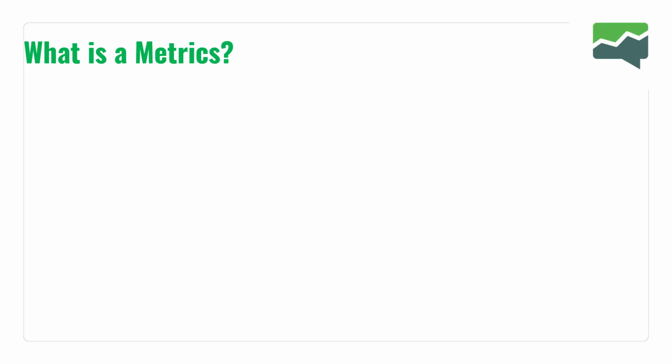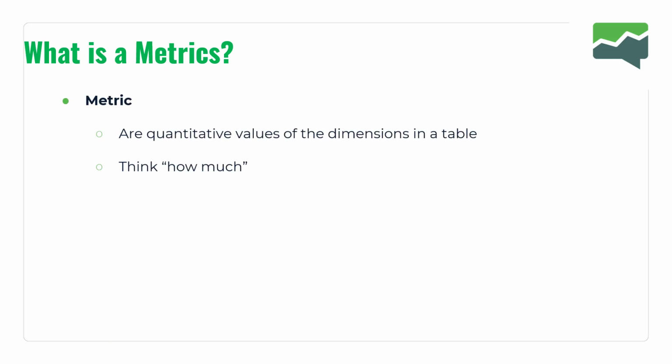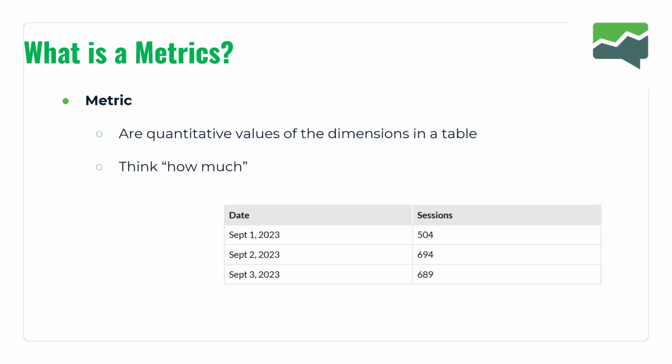Now, before we dive into what is a calculated metric, let's talk about what is a metric. So a metric is a quantitative value of a dimension in a table. Think how much. Here is a super simple table: date and sessions. What is our metric in this table? Our metric in this table is sessions because it is the quantitative value of the dimension date. It is saying on a particular date, here's how many sessions you had.